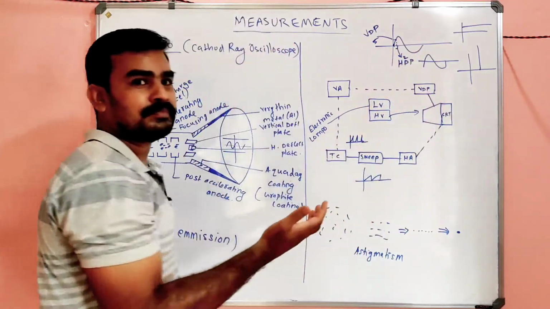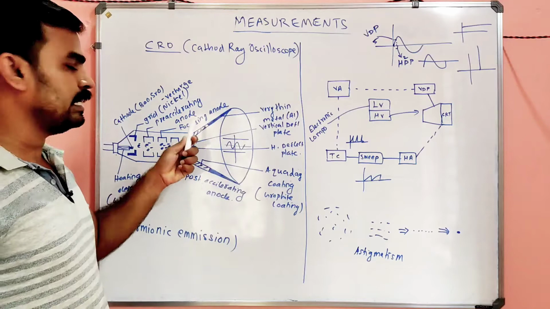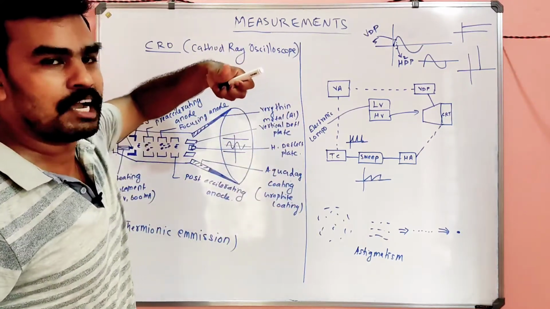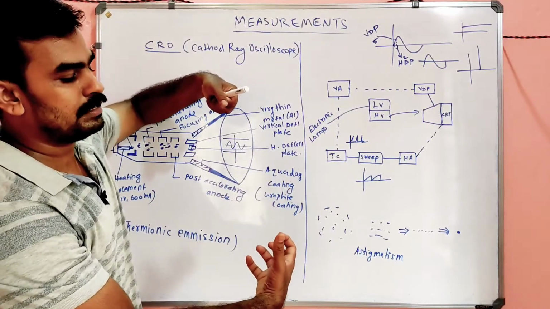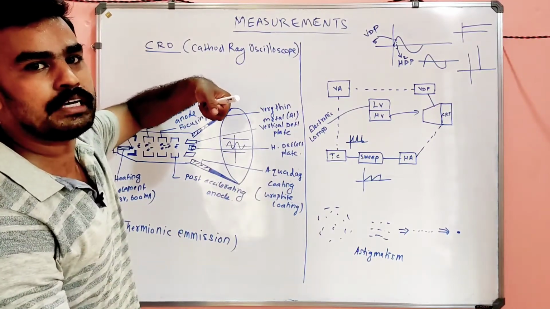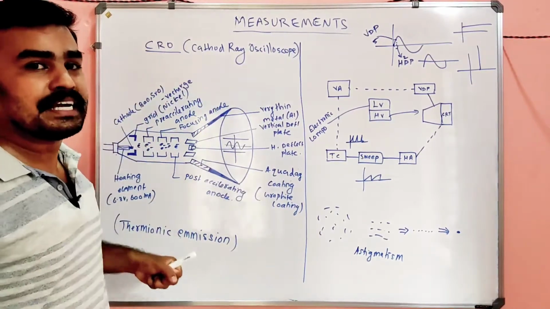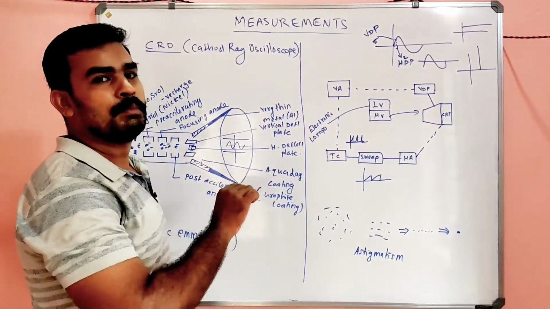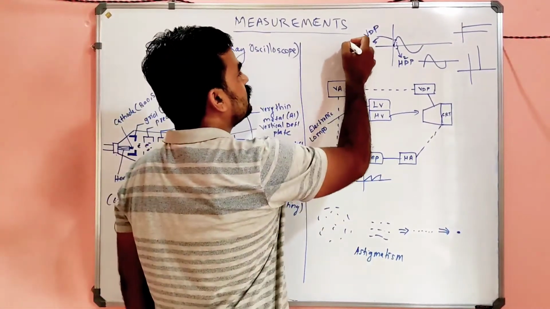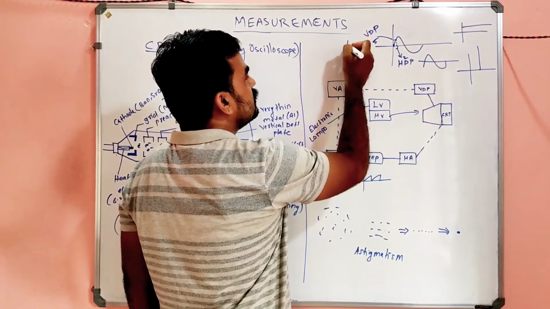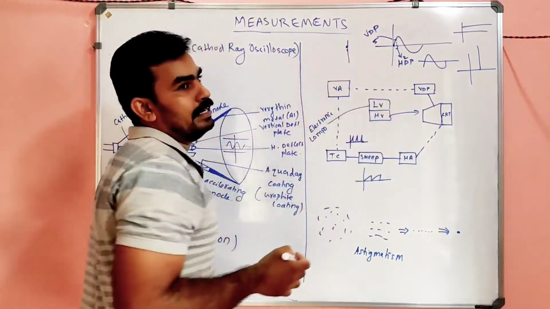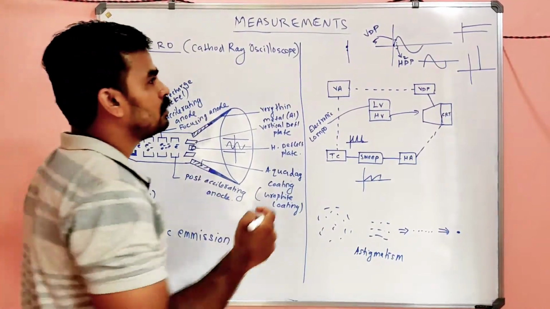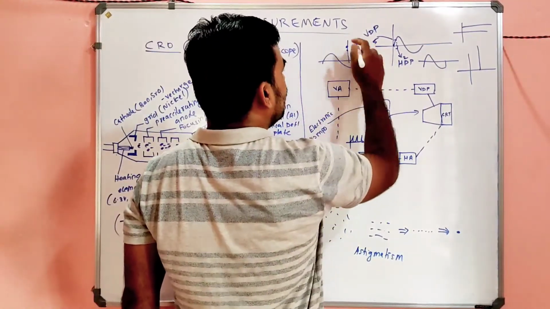So what happened? This vertical deflection will drag the electron according to its 6 volt capacity, and the horizontal deflection will again drag the electrons according to its 3 volt capacity. So in effect, the electrons will be projected like this. Suppose this is the screen, initially it is projected here, and then it will project like here.